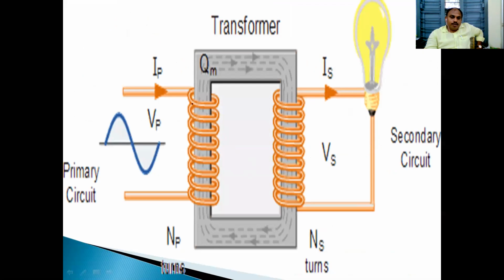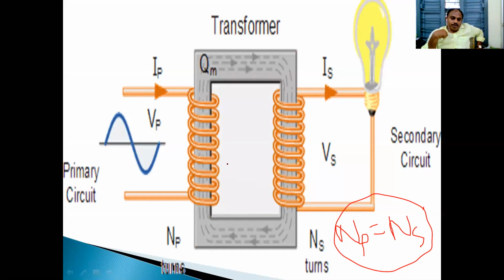In a transformer, primary has NP turns and secondary has NS turns. If NP equals NS, the transformer is called an isolation transformer. That means voltage and current levels are not changed; the purpose of the transformer is to isolate one circuit from another. If NP is greater than NS, so the primary has more turns, it is called a step-down transformer. If the primary has fewer turns, it is called a step-up transformer.